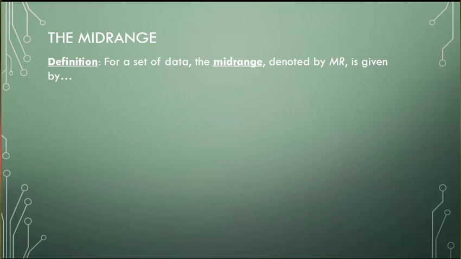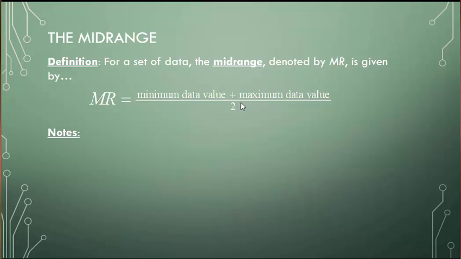So let's go ahead and define it here. We can say for a set of data, the mid-range, denoted by MR, is given by, so what do we do here? We take the minimum data value, add that to the maximum data value, and divide that sum by 2.